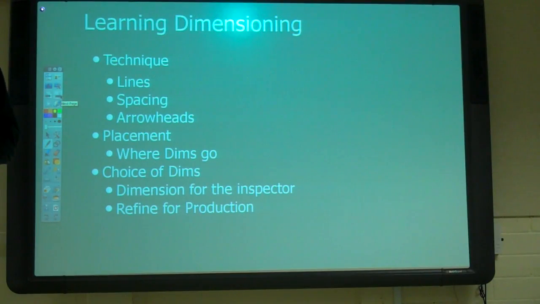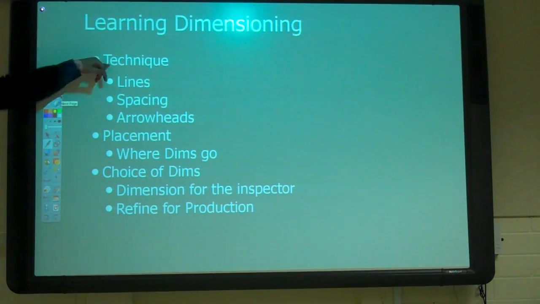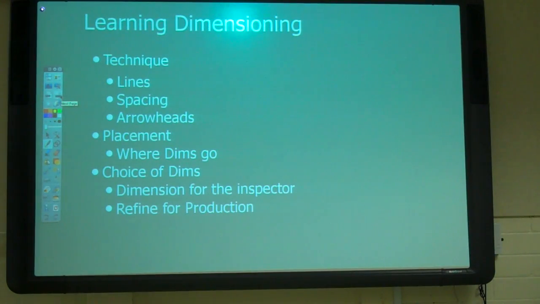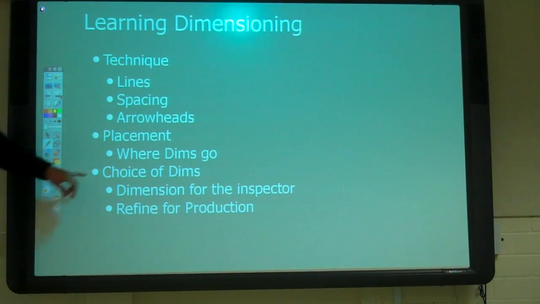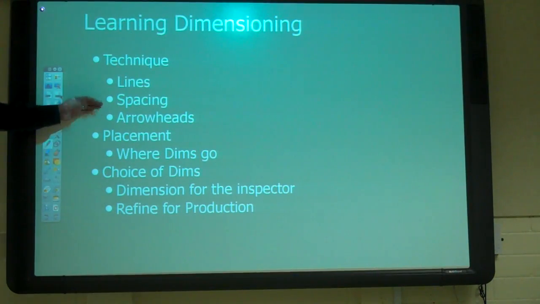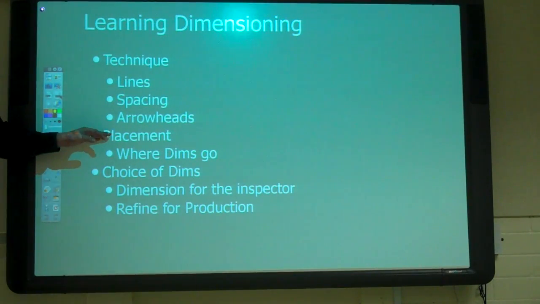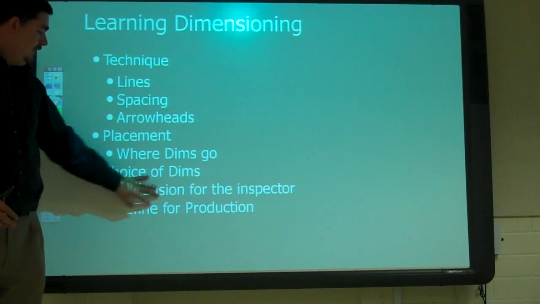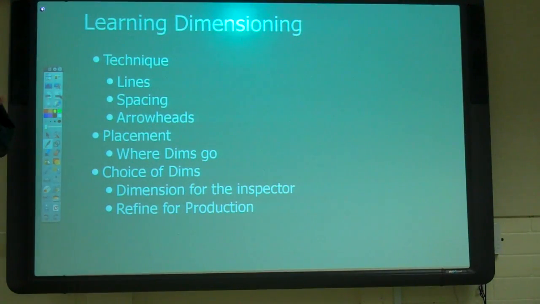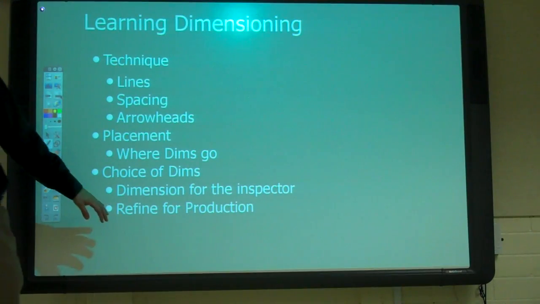Okay. So when we're talking about dimensioning, there's three main areas. There's the technique. So that's how we draw the lines and the arrowheads and how we do spacing. There's the placement. So where do we put them? And the choice. And this is what we started talking about a couple slides ago: where do we put them, but more importantly, which ones do we need? And like I said, which ones are important?